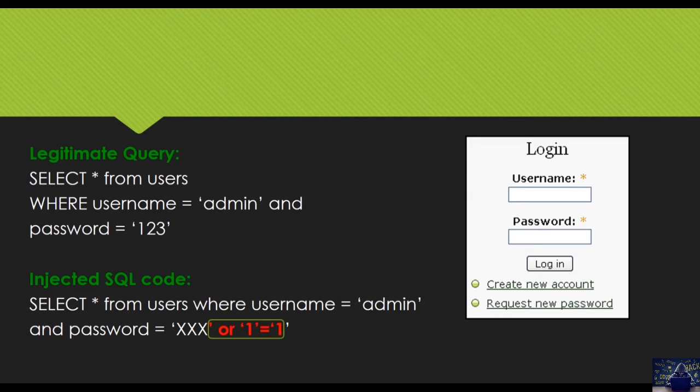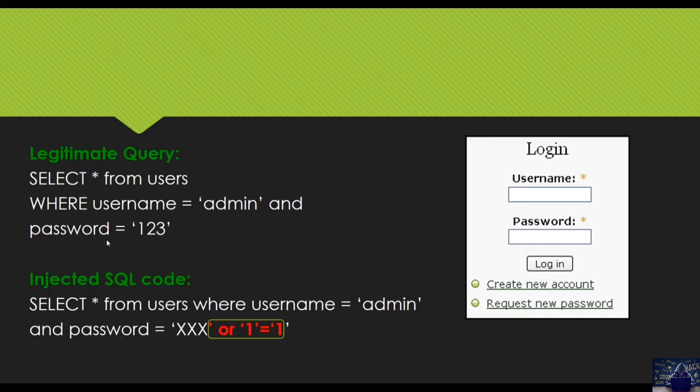This is an example of a legitimate query. Over here, we have a website which is asking for a username and password. For example, if the username is admin and password is 123, at the back end, the query will be select star from users where username is admin and password is 123. But if we don't know the password, then also we can log in to this account if SQL injection exists in this website. So how can we do that?